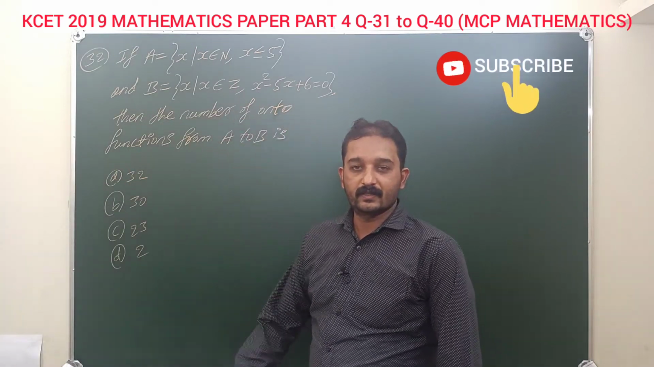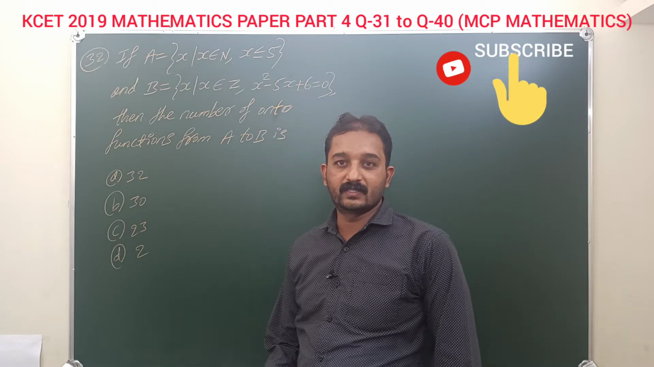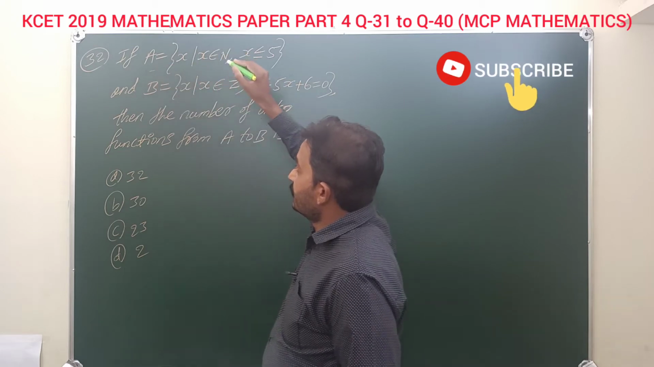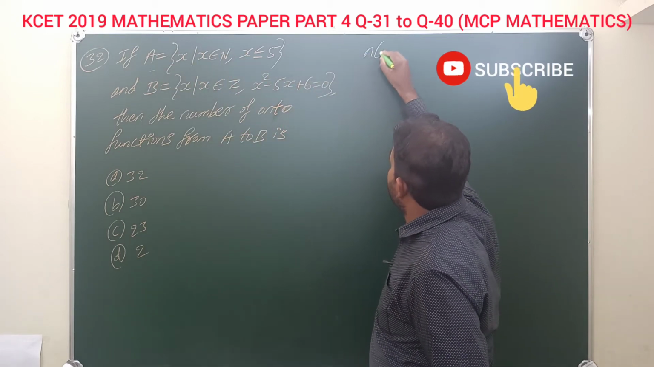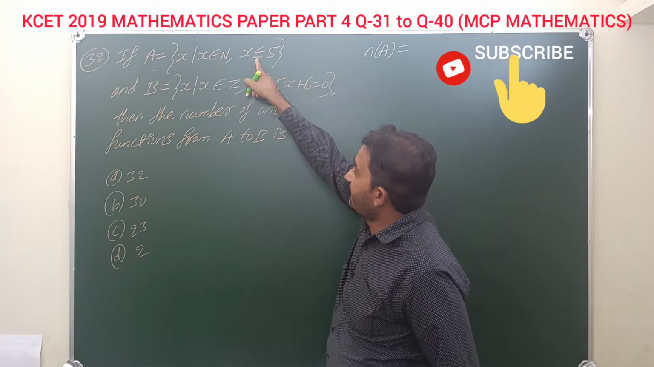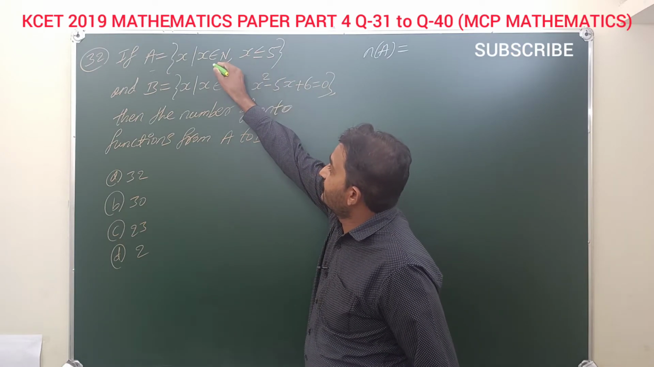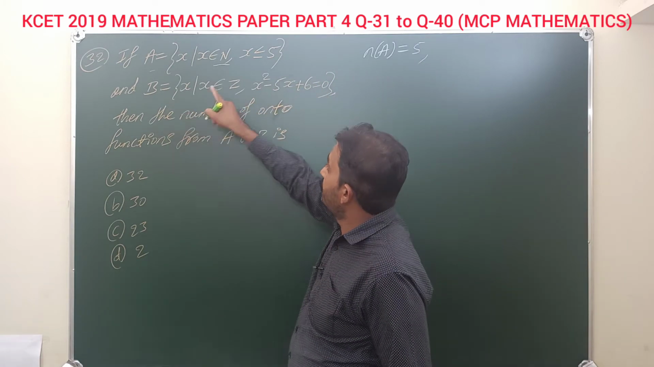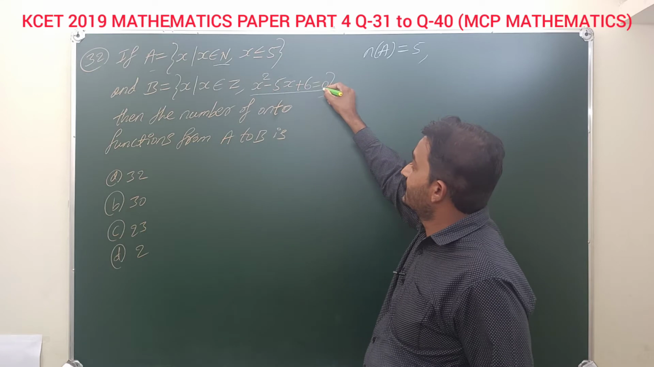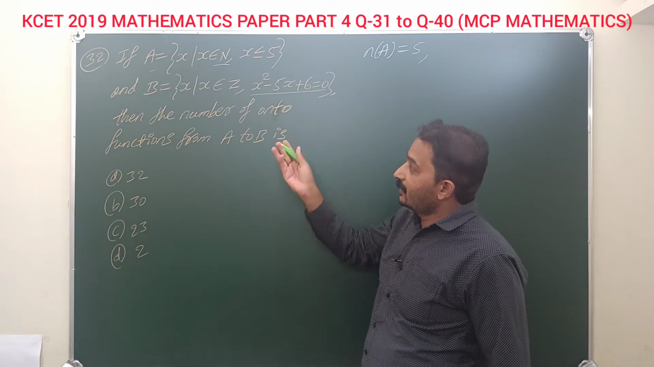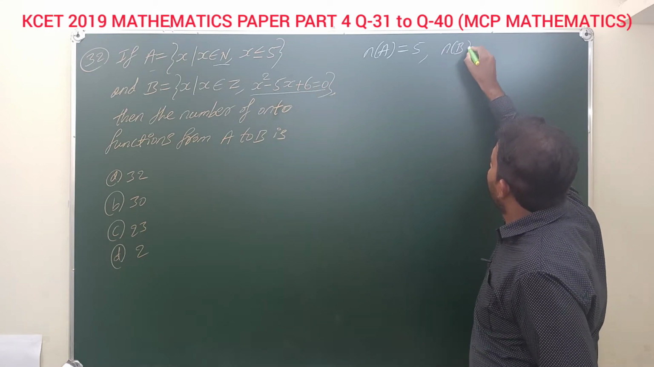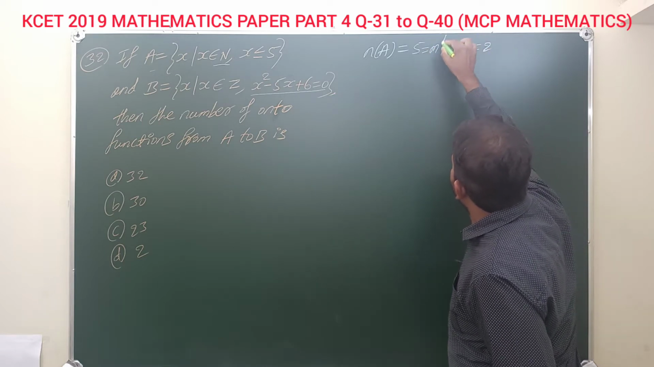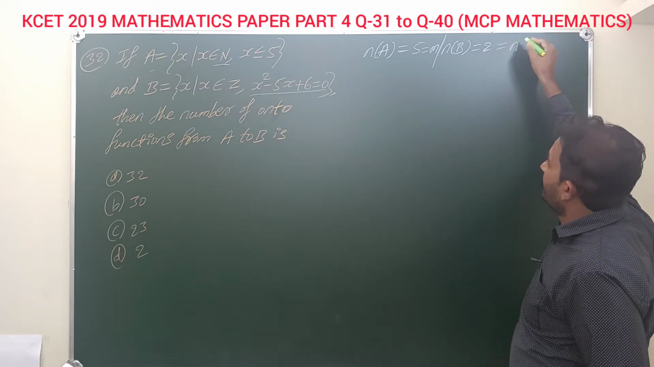Once again, this question is based on the chapter relation function, particularly functions. Now let us see the question. Here set A is given. The number of elements in A is 5, because x is less than or equal to 5, x belongs to the natural numbers from 1 to 5, nothing but 5. Then for B, a quadratic equation is there, hence two solutions are obtained, hence the number of elements in B is equal to 2. So the number of elements in A is called M and in B is called N.